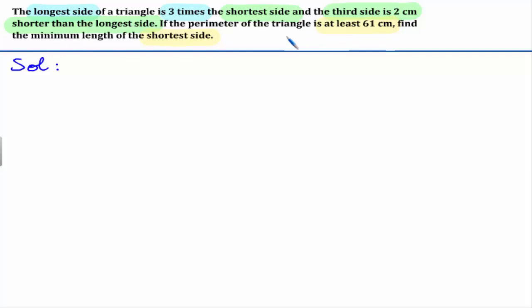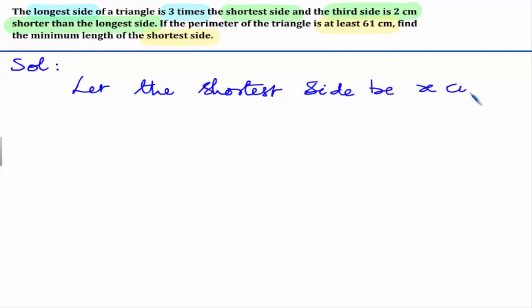Now, when you read the question carefully, it says that the longest side is 3 times the shortest side, and the third side is 2 centimeters shorter than the longest side. That means the unknown one is the shortest side. So let the shortest side be x centimeters. Now the longest side is 3 times the shortest side, that means 3x.